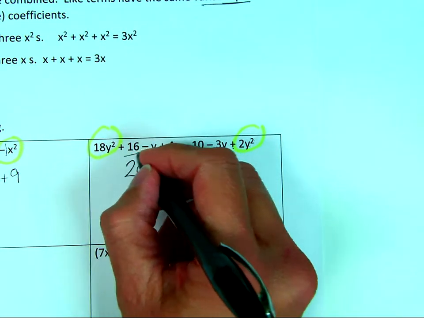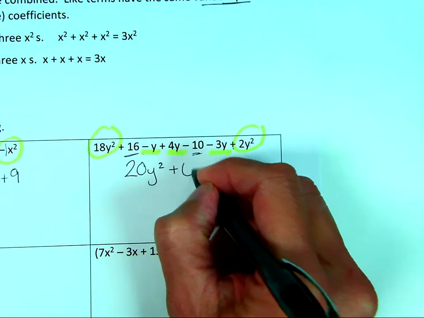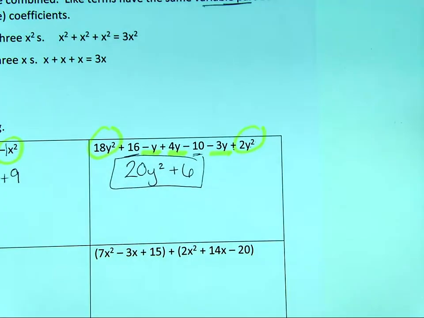And now I'm going to look last at these guys. 16 minus 10 is 6. So my simplified version of that is 20y squared plus 6.